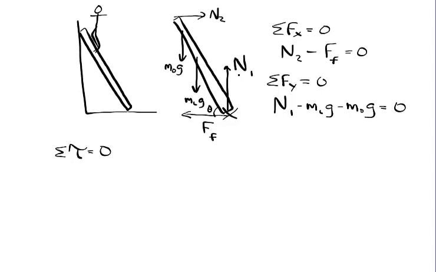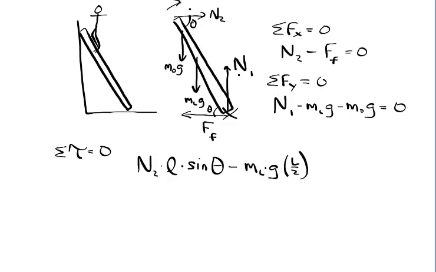Starting off with clockwise torques, N2 would rotate this clockwise, so the torque that it creates is N2 times the length of the ladder. And since this angle here looks to be equal to the angle at the bottom, I can just write sine of that angle. Counterclockwise torques. I'm going to take, first of all, the mass of the ladder. I'd have to put the mass of the ladder times g times the distance up the ladder to that force. Well, the center of mass of this ladder is going to be half the way up. But then also, I'm going to have to put in the sine of the angle.